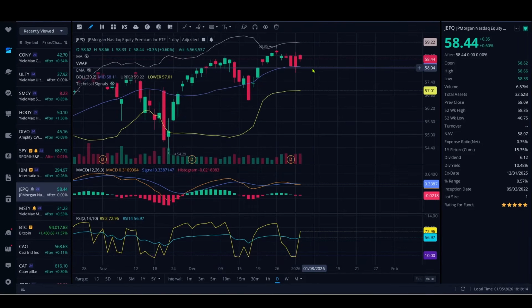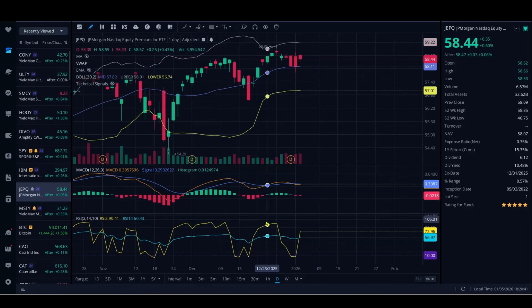And back on JEPQ right here, again, where would I be looking to actually make a purchase of JEPQ? I would be willing to buy shares if it is under that midpoint of 58.11. And I would want that RSI too. I would want it under that 10. But why is JEPQ different?